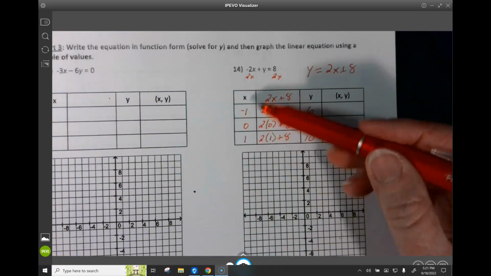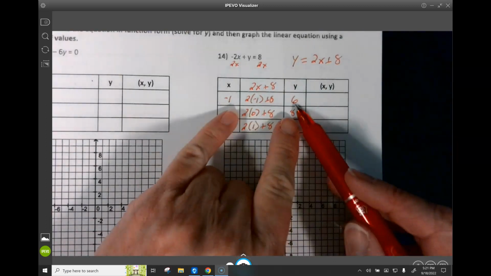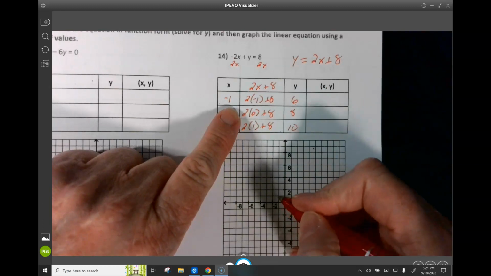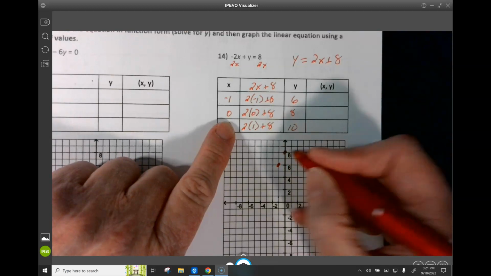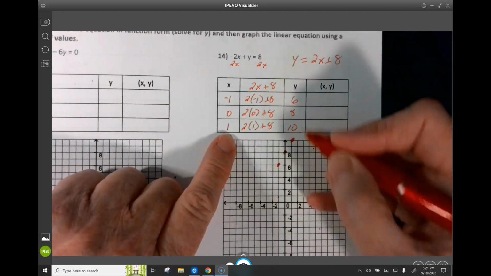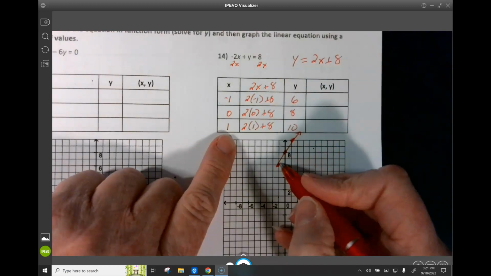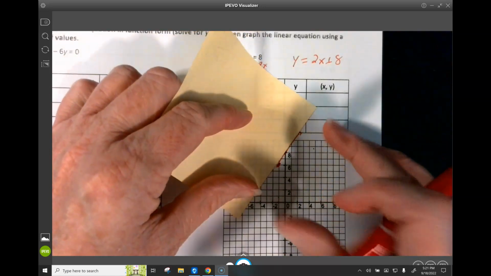Good. Now if you pick different x values, you'd have different y values. You can write the ordered pairs, but I just go right here and plot these 3 points. So negative 1 and 6, 0 and 8. Ooh, we barely made it. And 1 and 10. Okay, so there's our graph right there. We got to the edge quickly, so that's not a problem. I'm going to use my straight edge to go the other direction, though.